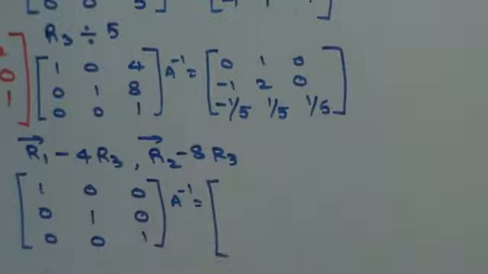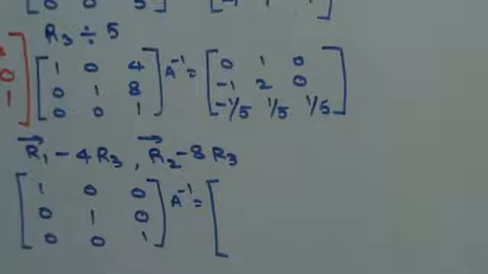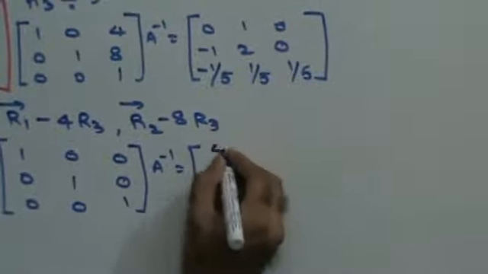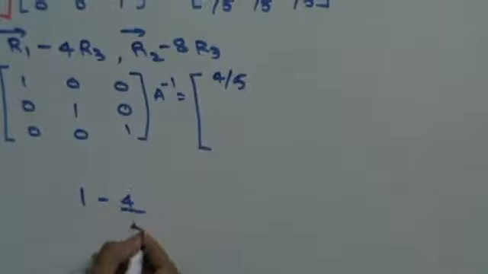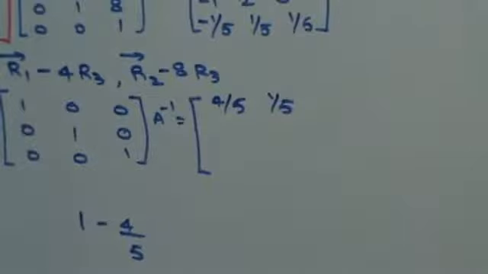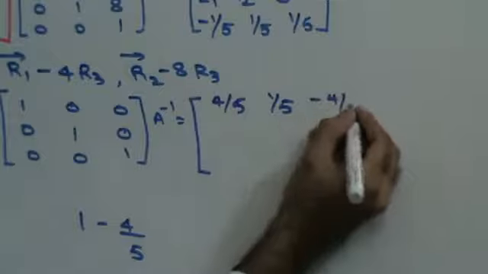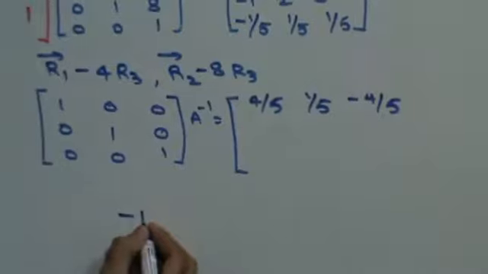1, 1 minus 0, 0 minus 0, 4 minus 4, 0 minus 0, 1 minus 0, 8 minus 8, 0. 1, 0, 0, 1. Inverse. Now, carefully, guys. 0 minus 0 minus 4 into minus 1/5. Minus into minus is plus 4/5. Right, we'll do the working note down for the next one. 1 minus 4/5. That's 5 minus 4/5, that's 1/5. 0 minus 4/5. That's minus 4/5.